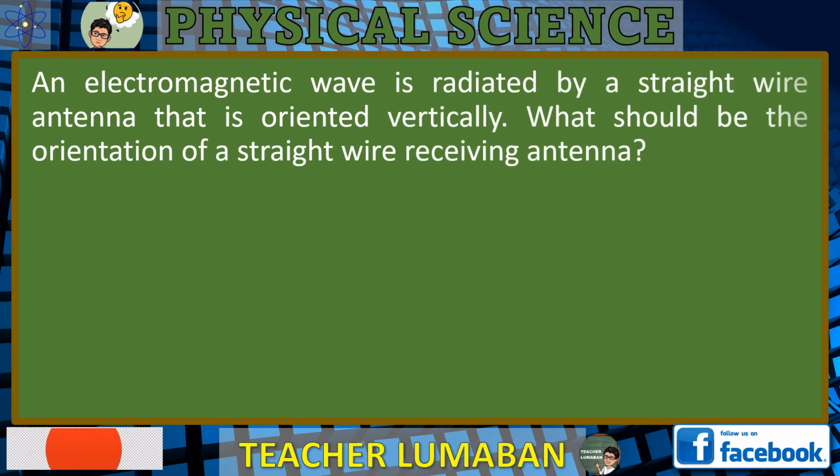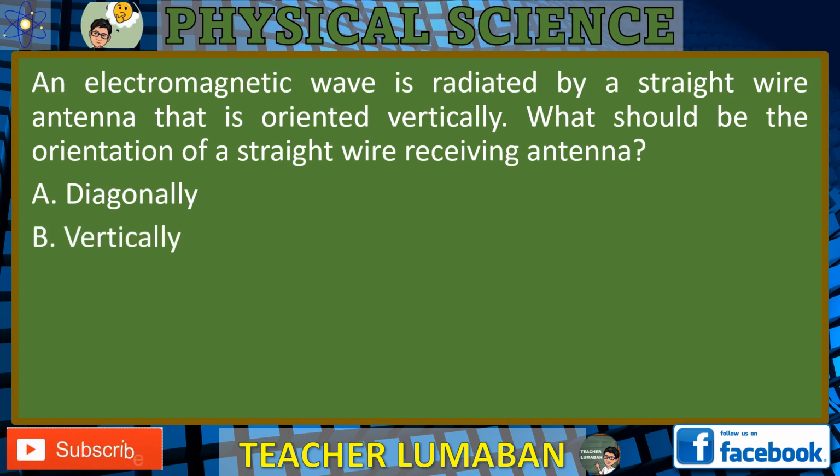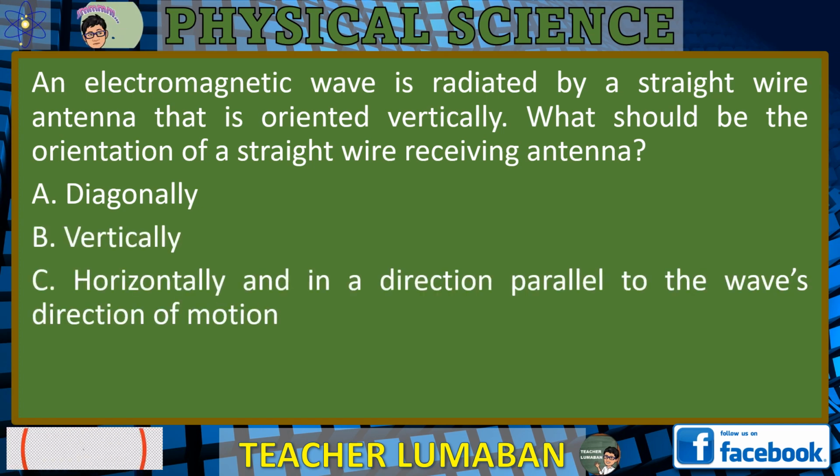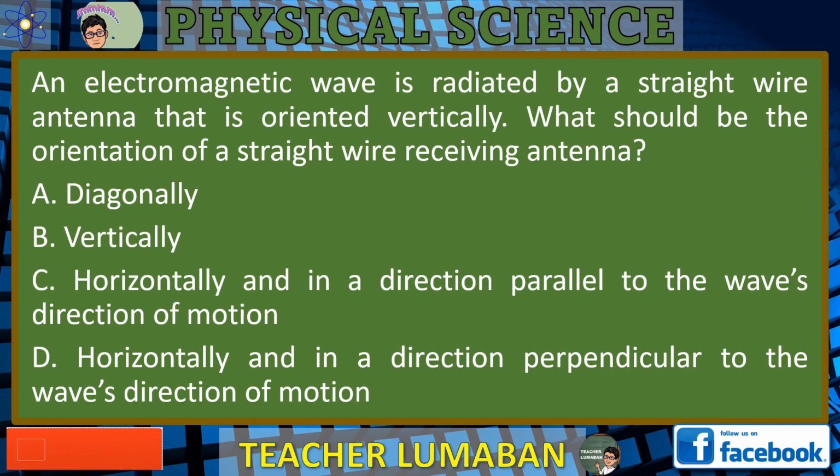An electromagnetic wave is radiated by a straight wire antenna that is oriented vertically. What should be the orientation of a straight wire receiving antenna? Letter A. Diagonally. Letter B. Vertically. Letter C. Horizontally and in a direction parallel to the wave's direction of motion. Letter D. Horizontally and in a direction perpendicular to the wave's direction of motion.